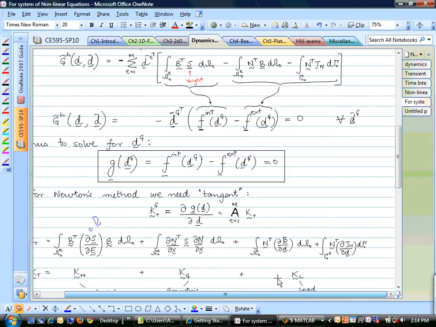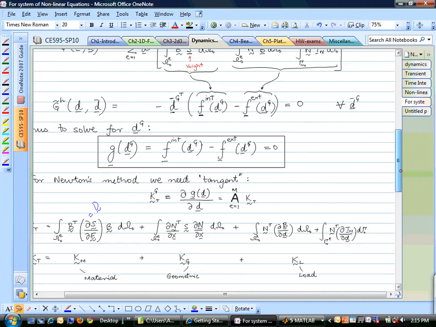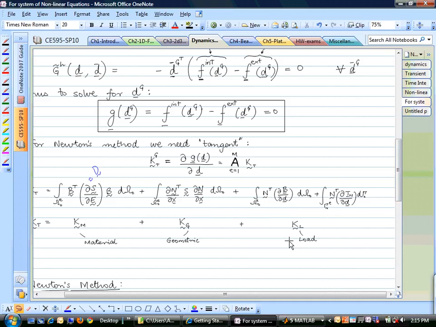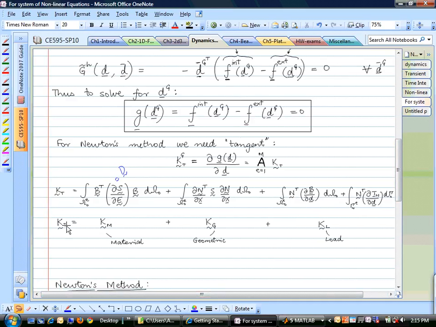And in general, since your external force can also be dependent upon displacement, you will have some term in your stiffness matrix that comes from the load. So the stiffness matrix has three components. One is a material, which is very similar to B transpose DB. This was our old stiffness matrix. You have two additional components. One is a geometric, and one is due to the load.